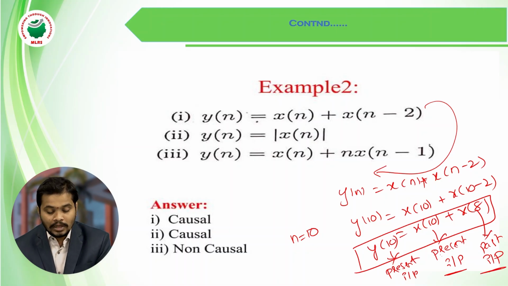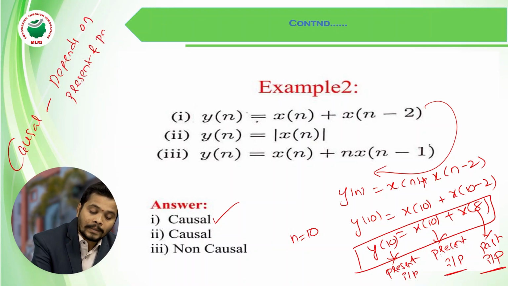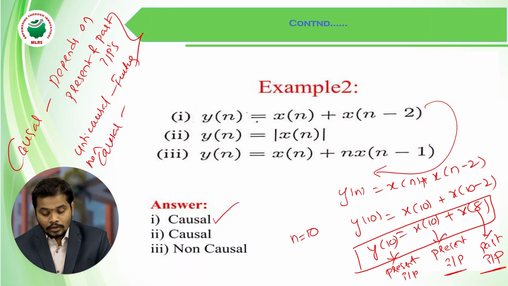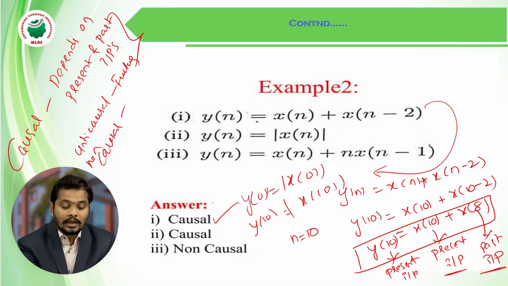What is the type of system? Nothing but a causal system. I have already told you: causal depends on present and past inputs, anti-causal on future, and non-causal on both values. Coming to the next system, if n equals 0, y of 0 equals x of 0, and y of 10 equals x of 10, which means it depends only on the present. So it is also causal.